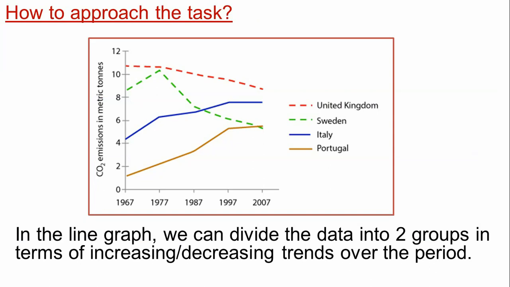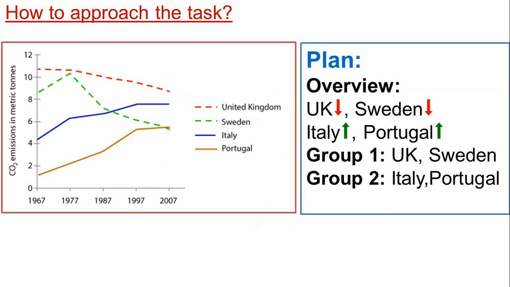In the line graph, we can divide the data into 2 groups in terms of increasing and decreasing trends over the period. Looking at this line graph, we can see that the figures for UK and Sweden decrease, while the data for Italy and Portugal increases over the period. So, in that case, Group 1, UK and Sweden. Group 2, Italy and Portugal.